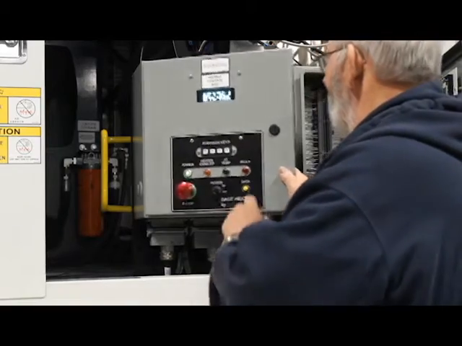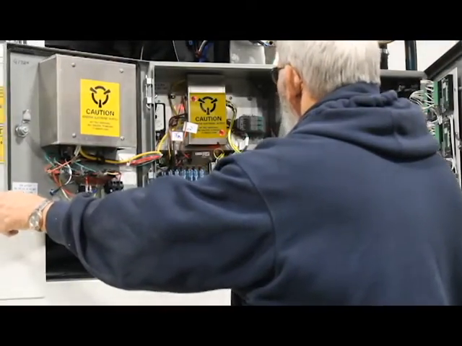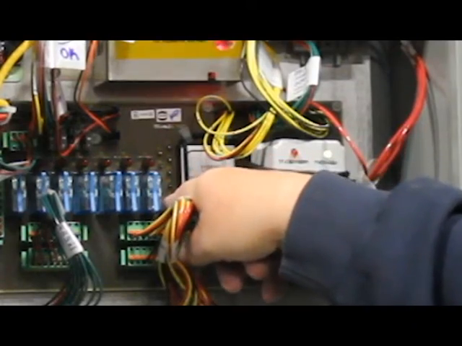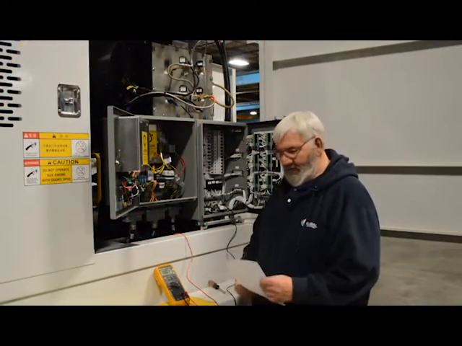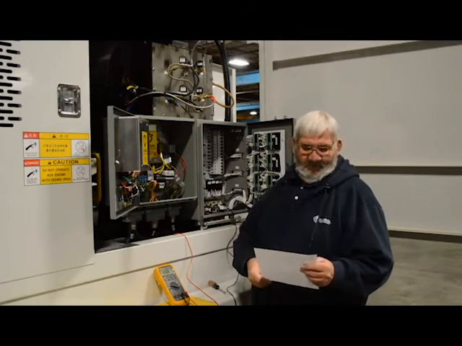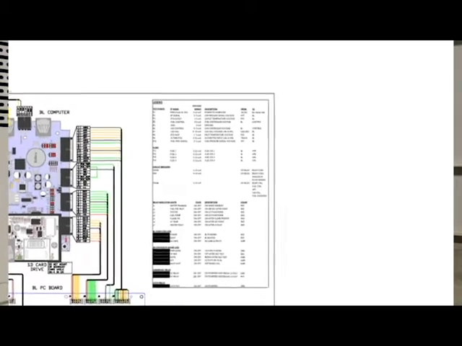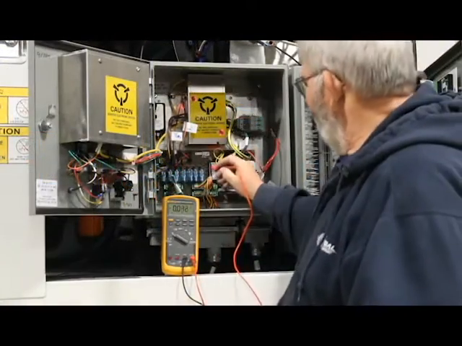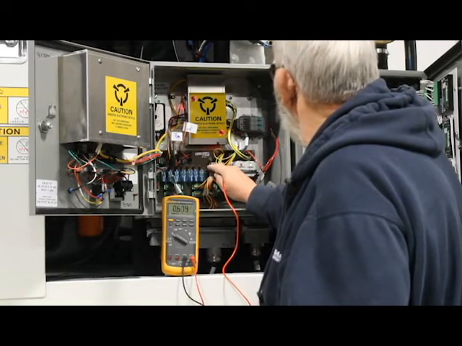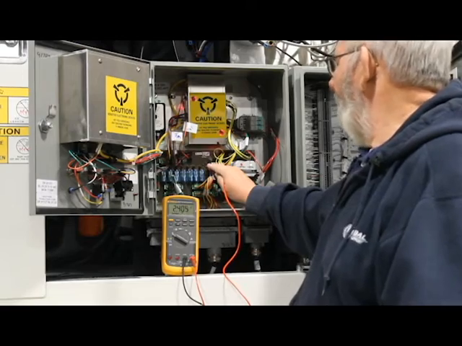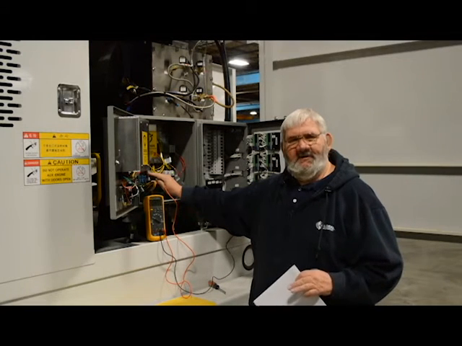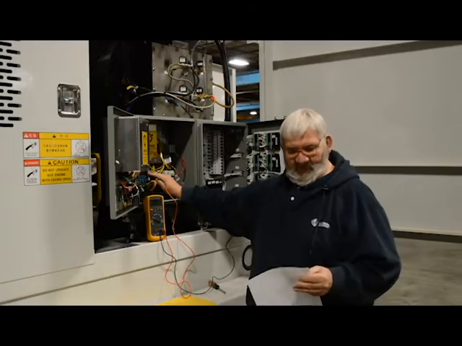Now you can also use the test points on your computer board inside here. Going to your electrical manual or your electrical prints, test point number 3 is RTD. This is for your outlet side. You take your meter, your test probe, go to test point number 3, and our voltage is 2.4 volts. Now this will range between just about a volt all the way up to 5 volts. This is your normal operating range.